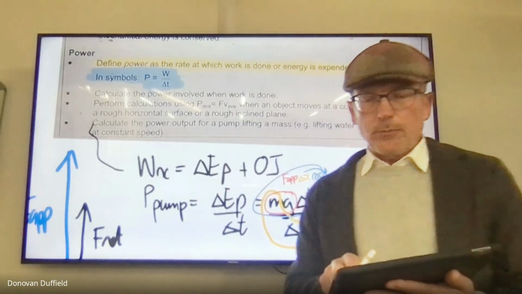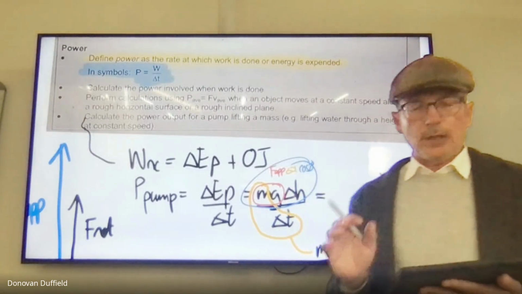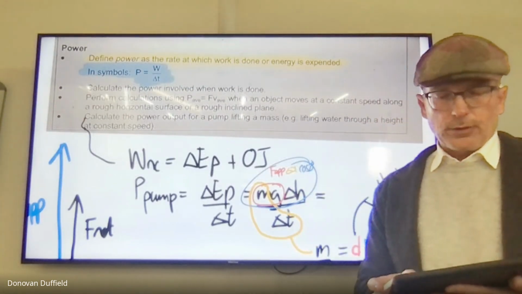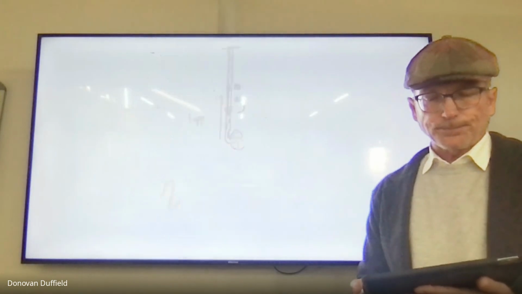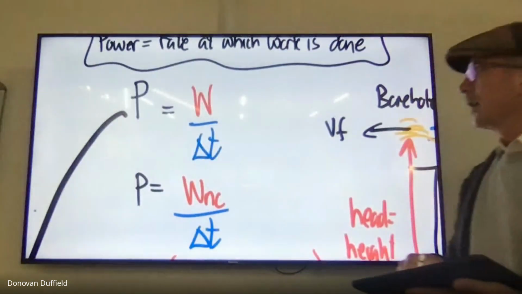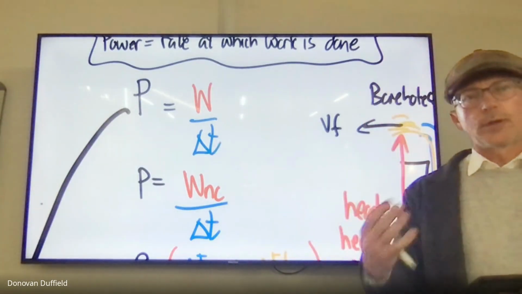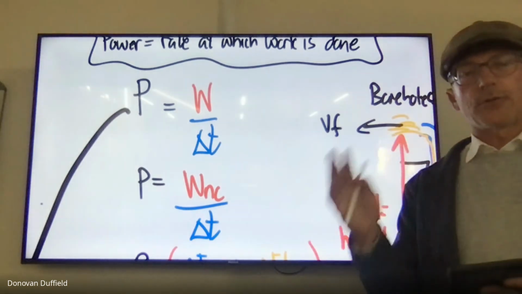So we're going to come back to that. I'm going to discuss all of these aspects. So first things first, let's talk about power. Power is work per unit time. So it's the rate at which work is done or the rate at which energy is transferred.